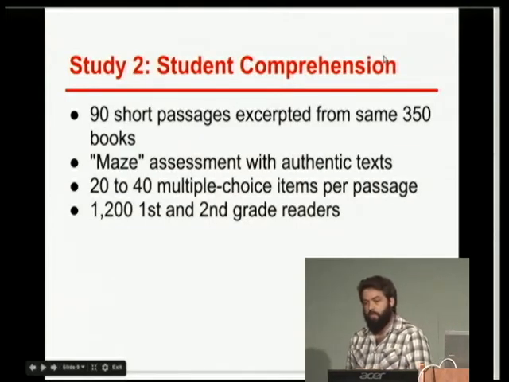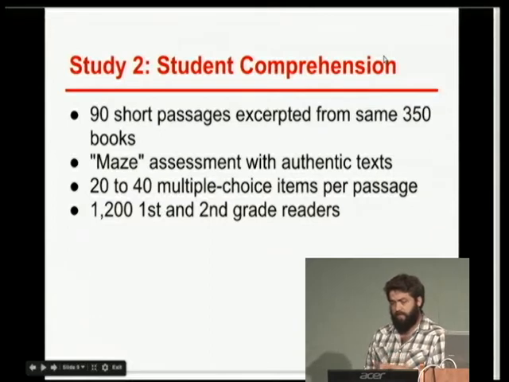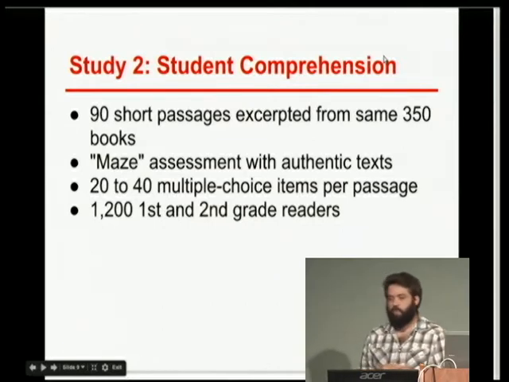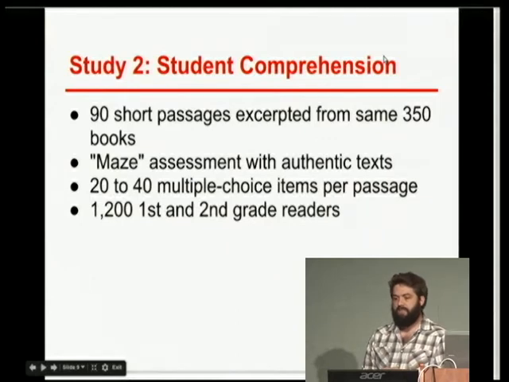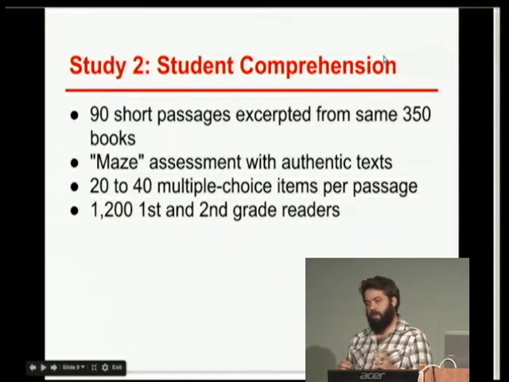Second study was on student comprehension. We actually did a couple of things here, but I'll just tell you about one of them. So this is actually a lot more costly than doing the teacher survey. So we didn't do it on all 350 of our books. We did it on 90 passages excerpted from those books. We created a maze-type assessment with the authentic text.